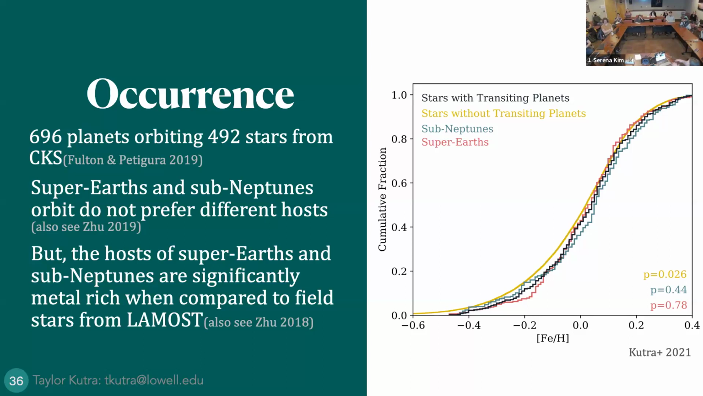But when you compare the metallicity distribution of all of the stars that host super Earths and sub-Neptunes to a bunch of stars that aren't known to host transiting planets, like those in the Lowell survey, you do find that they are significantly metal rich, with some p-value that's small, right? But again, we want to know exactly how metal rich they are and why, right?